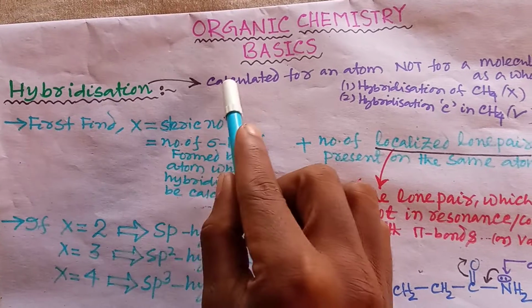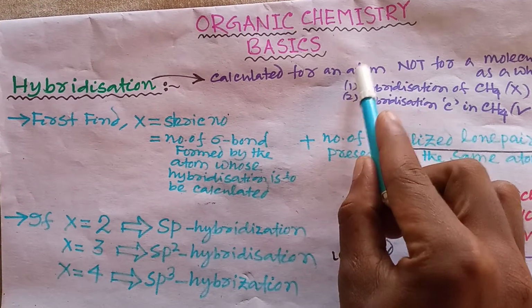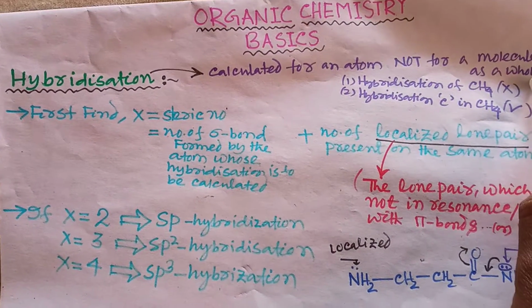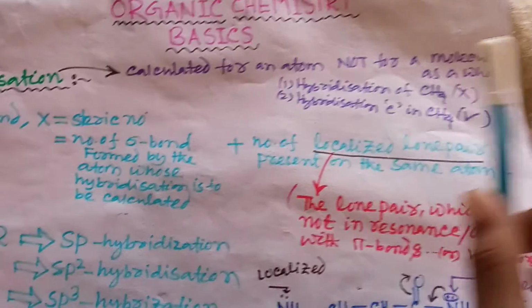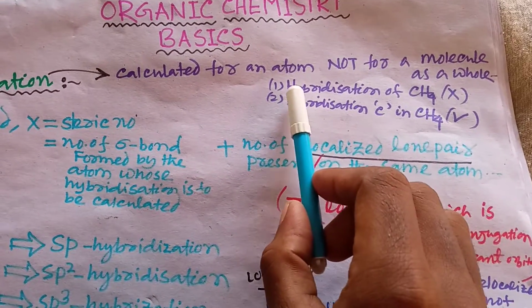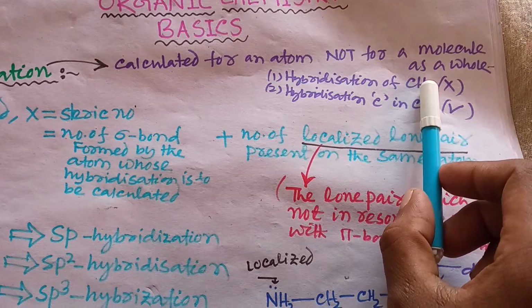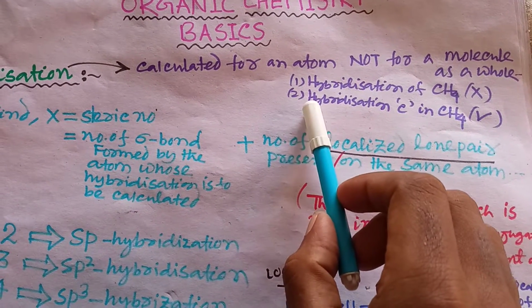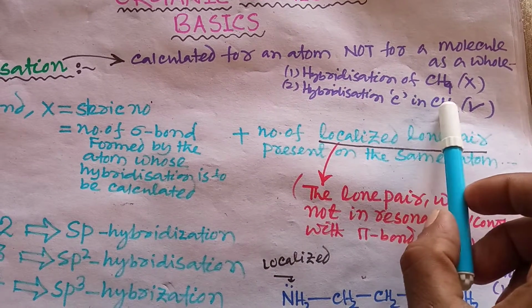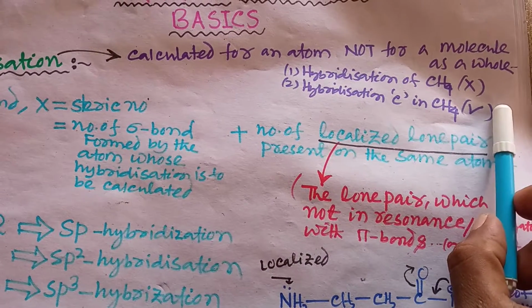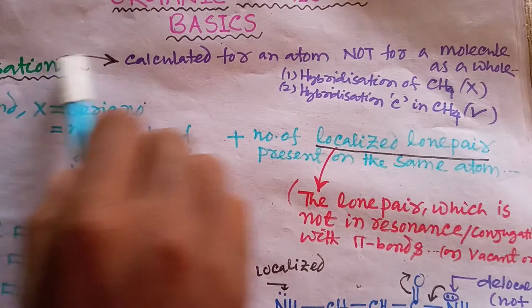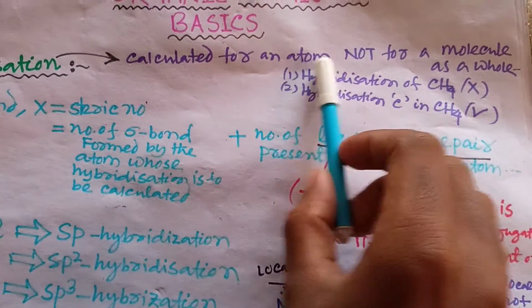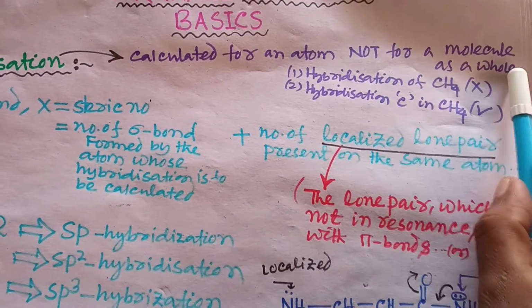Hybridization is calculated for an atom, not for a molecule as a whole. So the statement "hybridization of CH4" is a wrong statement. "The hybridization of carbon in CH4" is the right statement. So always remember that hybridization is calculated for an atom, not for a molecule as a whole.